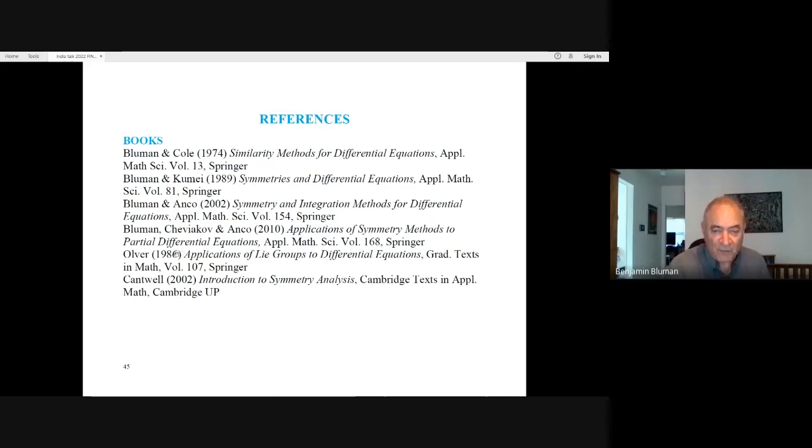A very good book is Olver's Applications of Lie Groups to Differential Equations. And for those with an engineering bent, the engineer Brian Cantwell has written a very nice book, an introduction to symmetry analysis, in the Cambridge texts.